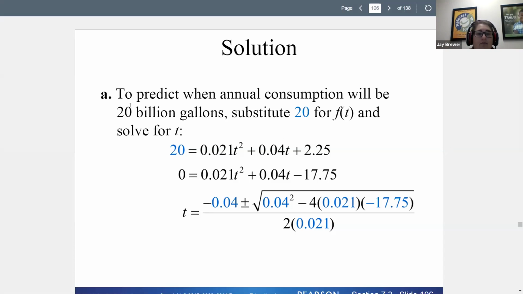Okay, so to predict when annual consumption will be 20 billion gallons, substitute 20 for F of T, as Gavin told us, and solve for T. You're going to end up with two options again. Why? Same rationale as before. It's a quadratic. It's not your vertex, so you're going to end up with 2. However, we're going to find something interesting out in a moment. So I want you guys to think about it, what you possibly could come up with.